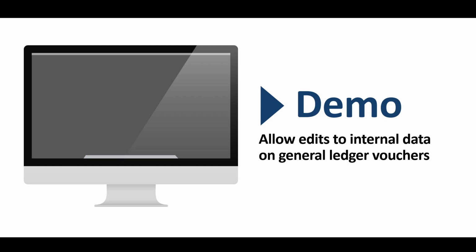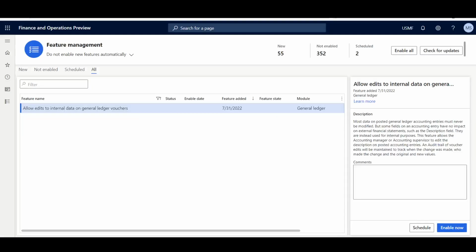Now let's see a quick demo on how to edit the description of a posted accounting entry and how to review the audit trail of the voucher edits. First, I'll navigate to the feature management workspace, and this is just one-time setup to enable the feature. Here, I'll select Allow Edits to Internal Data on General Ledger Vouchers, then I'll click Enable Now.